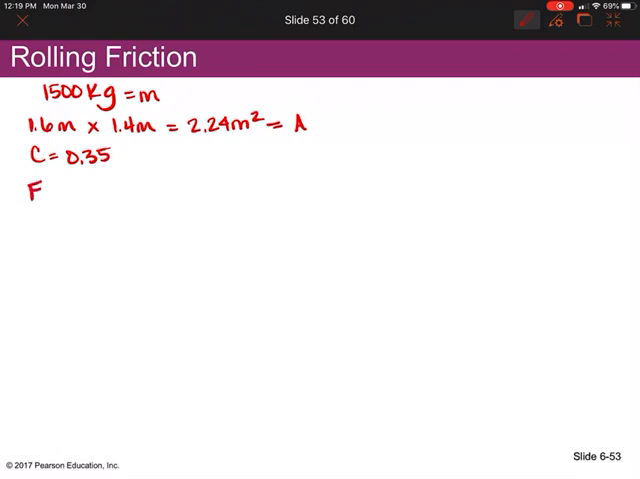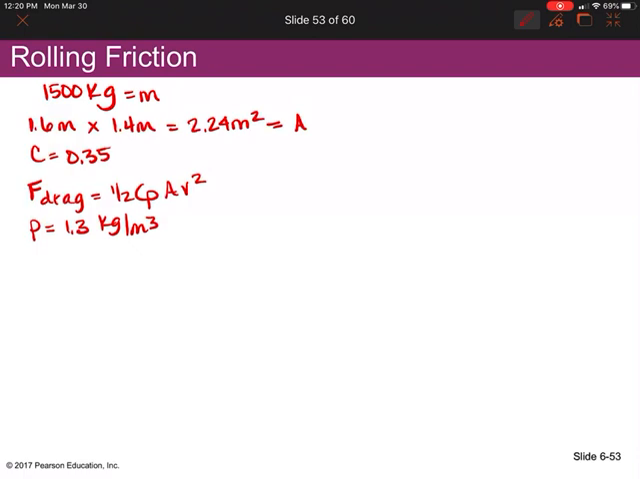And the drag force equation is 1/2 times the drag coefficient times density times the area times velocity squared. Okay. In this particular case, the car is driving through air. So our density of air is 1.3 kilograms per meter cubed.